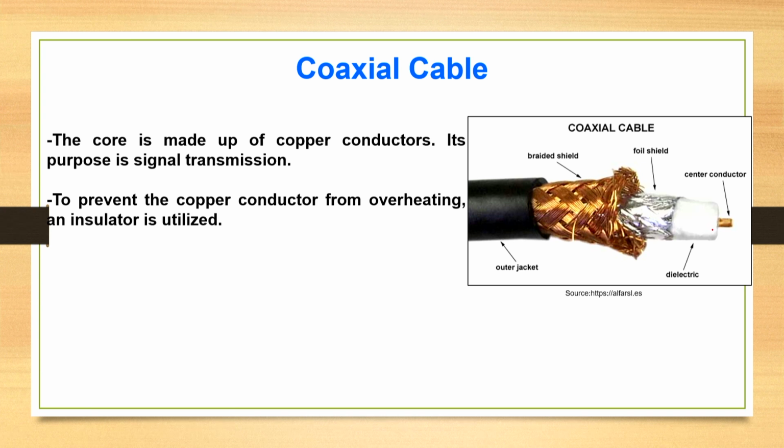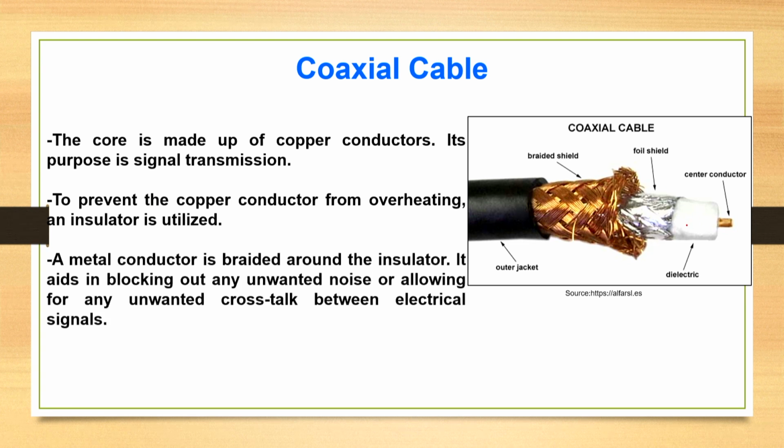To prevent the copper conductor from overheating, an insulator is used and a metal conductor is braided around the insulator. Why is it so? Because it aids in blocking any unwanted noise, that is the unwanted signals, and prevents any unwanted crosstalk between electric signals. It is difficult to install and expensive as compared to the twisted pair.